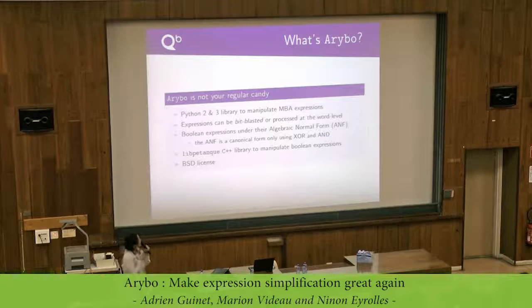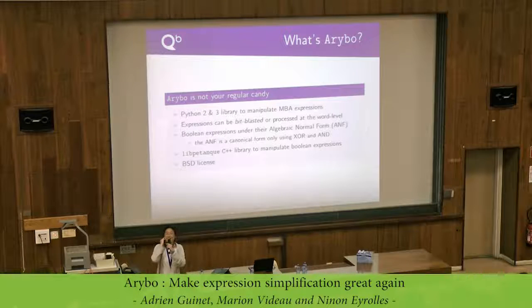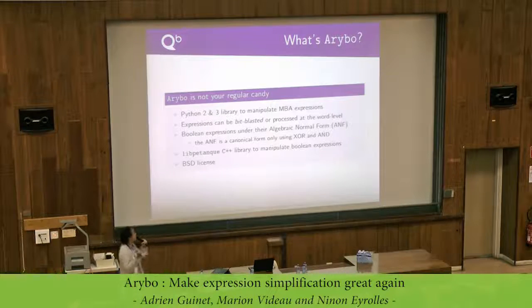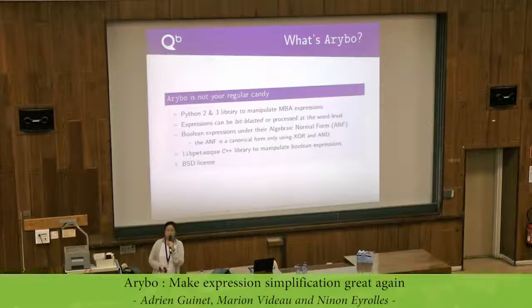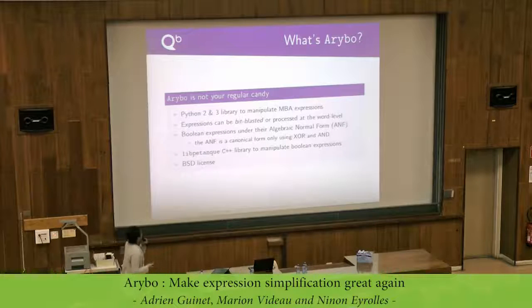Boolean expressions are represented under the algebraic normal form. It's a choice we made. One of the advantages is that it's easier for me to understand. It's a canonical form, and it's only using XOR and AND. The XOR as a plus modulo 2, and the AND as a multiplication modulo 2. There is a C++ library called libpetanque, because you're handling Boolean operations to manipulate Boolean expressions, and it's under a BSD license.